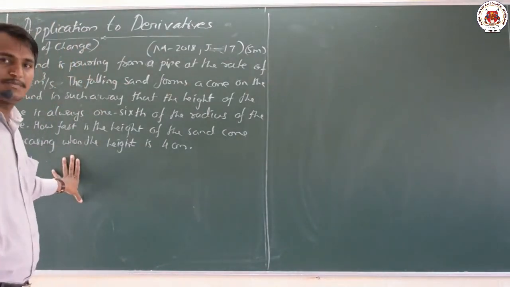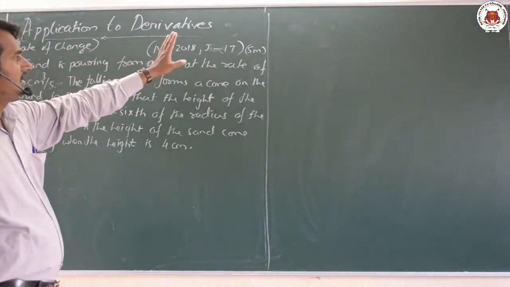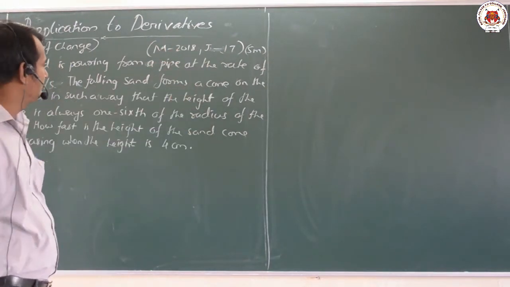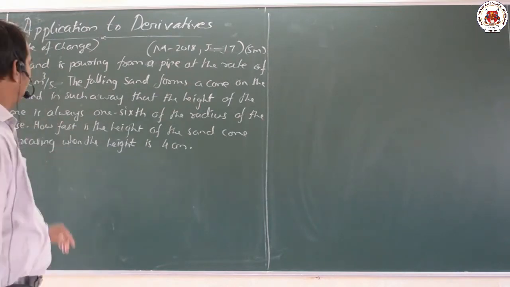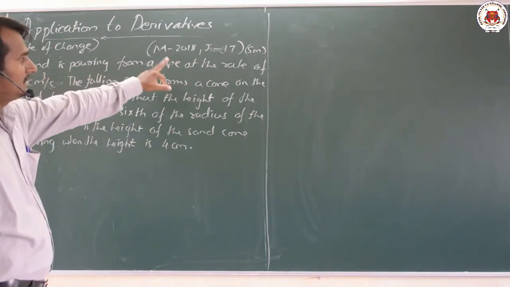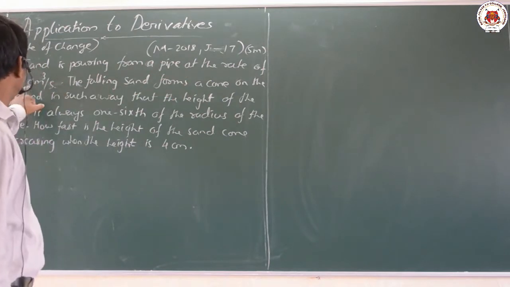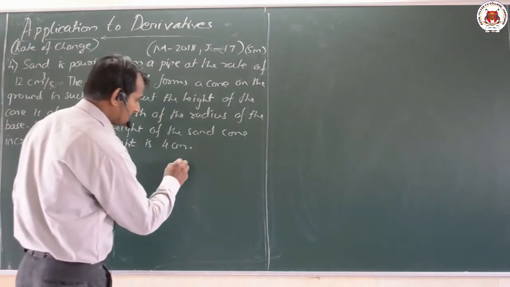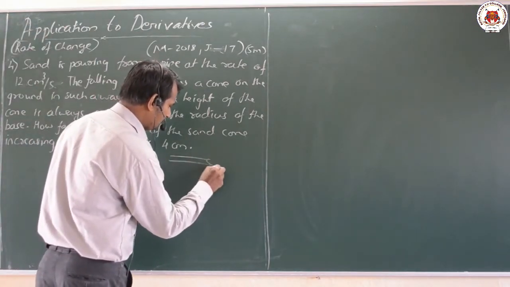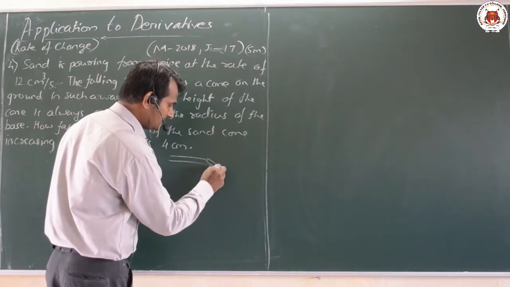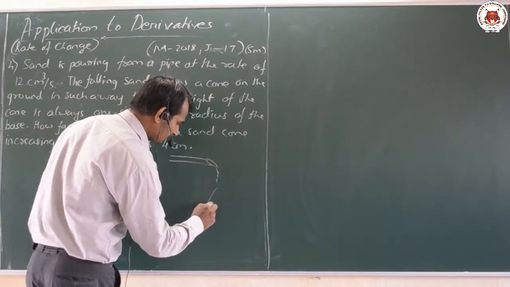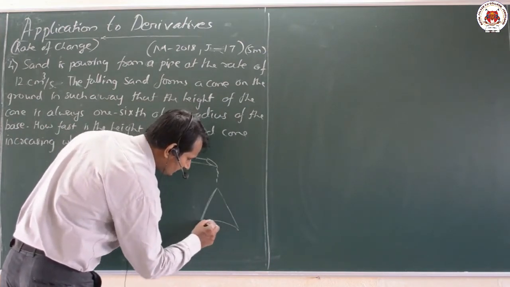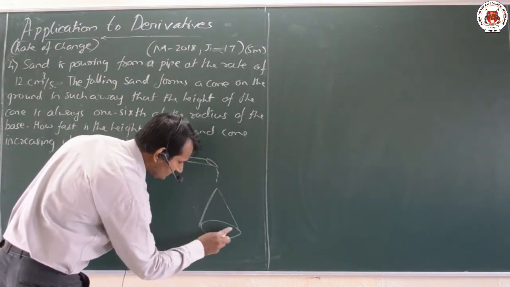Again, this is a question paper problem asked in March 2018 and June 2017, that is the supplementary paper 2017, for 5 marks. Let us understand the question first. The sand is pouring from a pipe at the rate of 12 centimeter cube per second. Let us understand it. Okay, fine dear students, we have a pipe here. Now the sand is pouring, and this is our base.